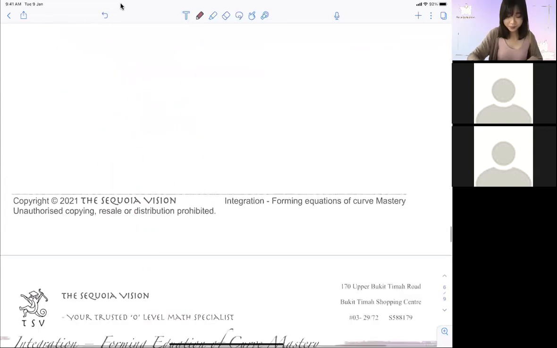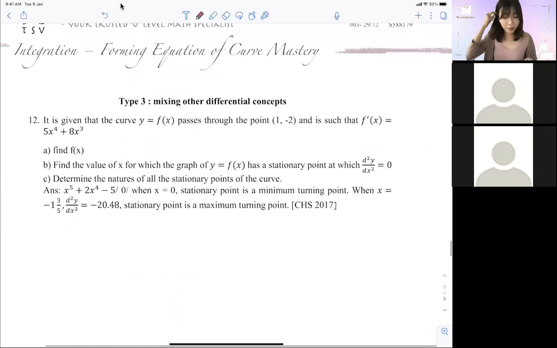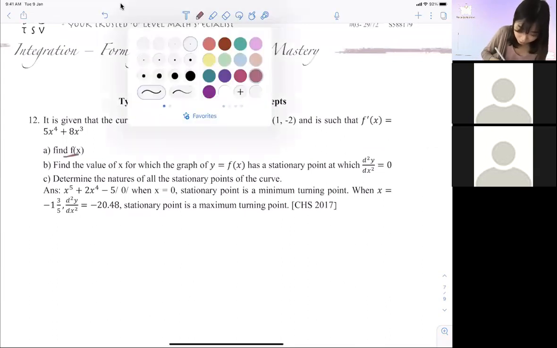All right, so now last step. For this one, we must make use of all the other concepts. The first one is very straightforward. They just want me to find fx. This one is very easy. Both of you can do it.